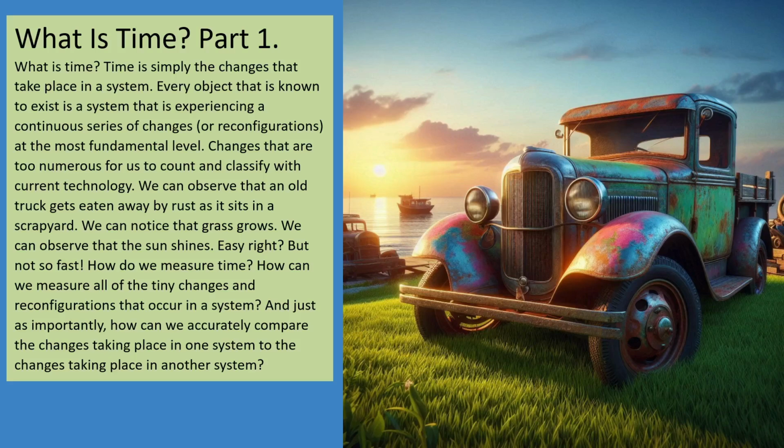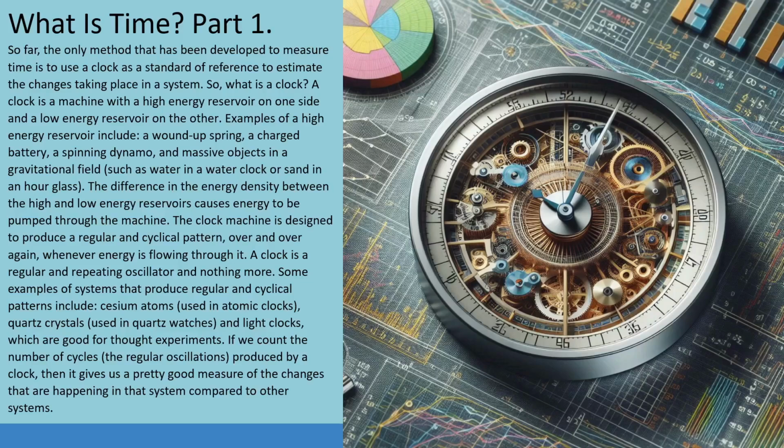How can we measure all of the tiny changes and reconfigurations that occur in a system? And just as importantly, how can we accurately compare the changes taking place in one system to the changes taking place in another system? So far, the only method that has been developed to measure time is to use a clock as a standard of reference to estimate the changes taking place in a system. So what is a clock?